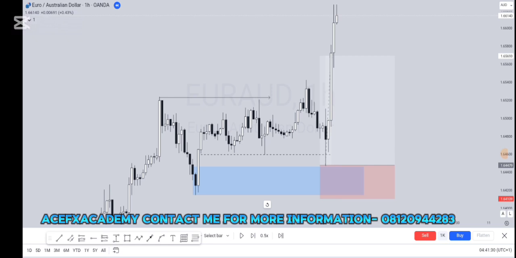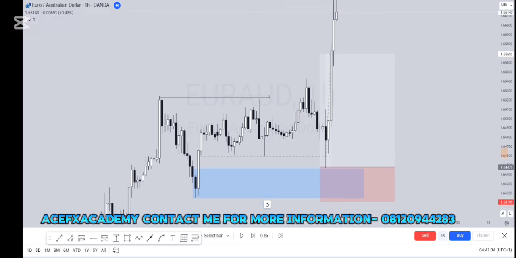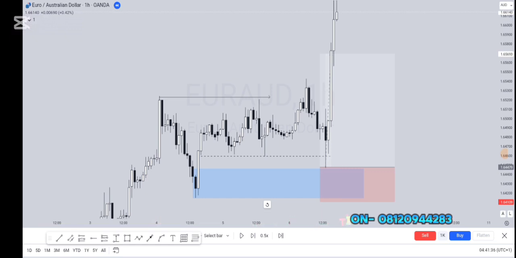Now, what are the rules? Remember, the market has to create a point of interest. Number one, that point of interest has to be a fair value gap, order block, supply in a downtrend, and demand in an uptrend. You understand? So these are the points of interest.